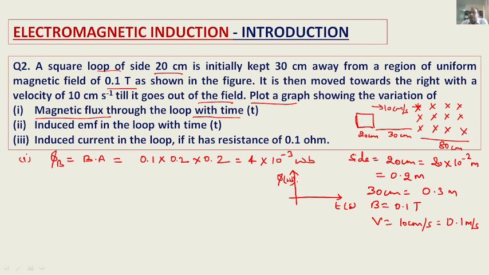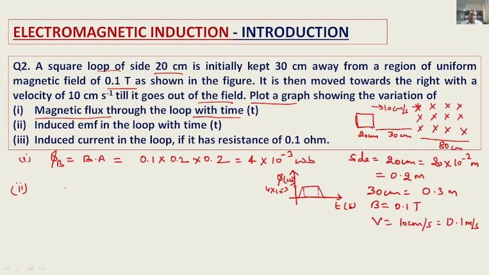The maximum is 4 into 10 power of minus 3. So it will increase from 0, then stay constant as long as the magnetic field is there, and then reduce back to 0. In this way we can plot the graph showing the variation of magnetic flux. Second, induced EMF in the loop with time.